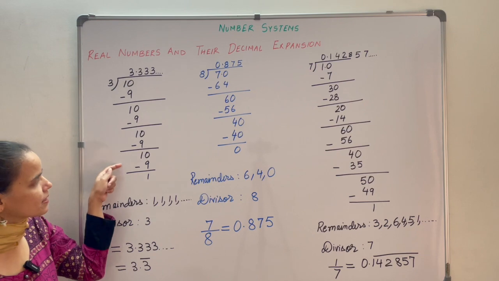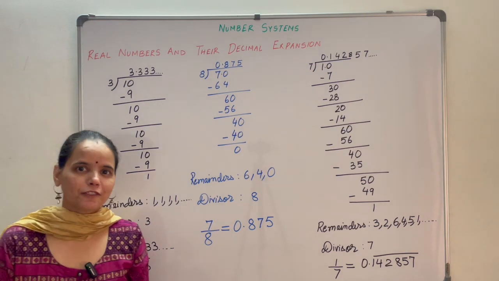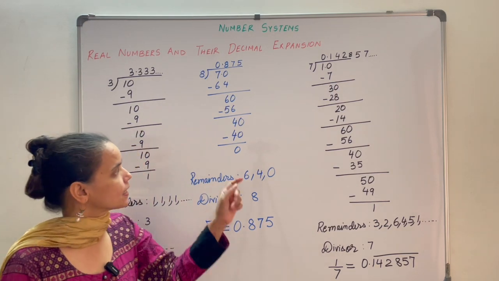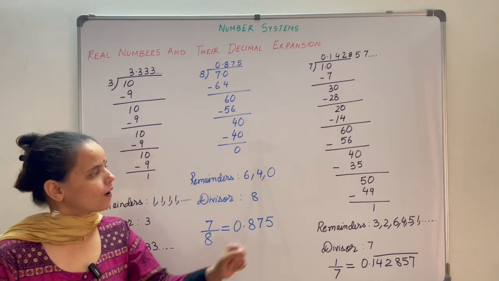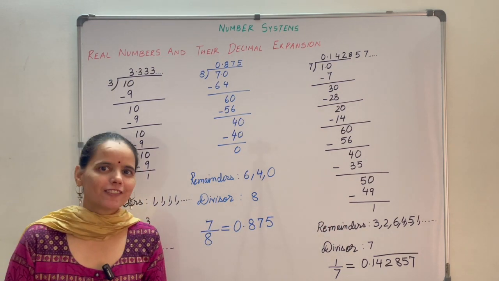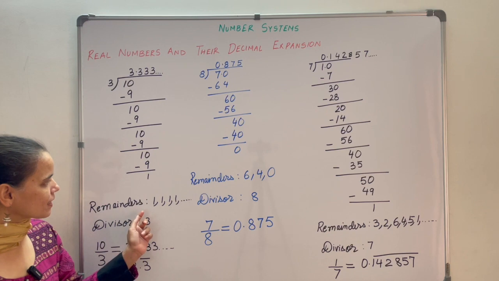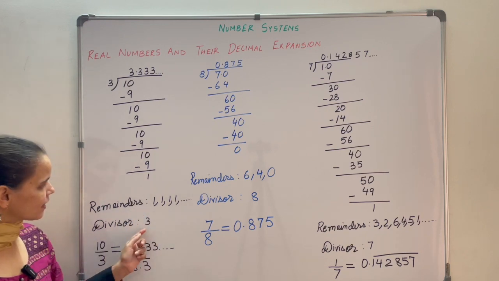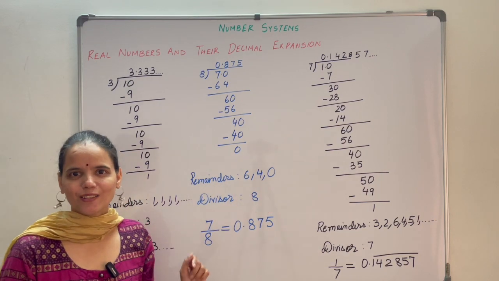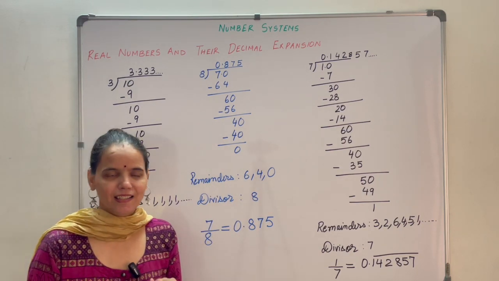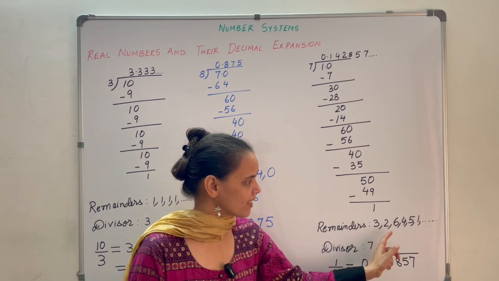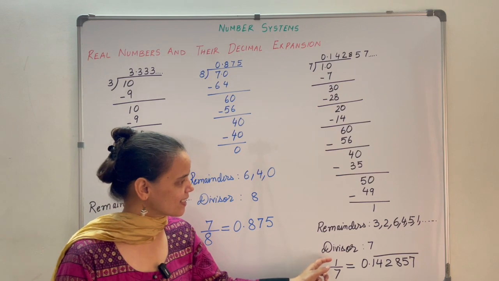You can see the remainders are repeating. So that is our first point. What is our first point? That after a certain stage, either the remainder becomes 0 or the remainder starts repeating. What else do you observe? See here, the remainders are all 1 and the divisor is 3. Here the remainders are 6, 4 and 0 and the divisor is 8. Here the remainders are 1, 2, 3, 4, 5 and 6 and the divisor is 7.